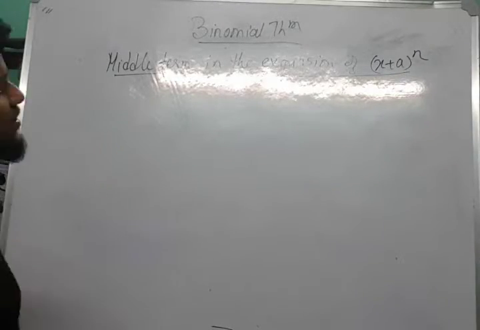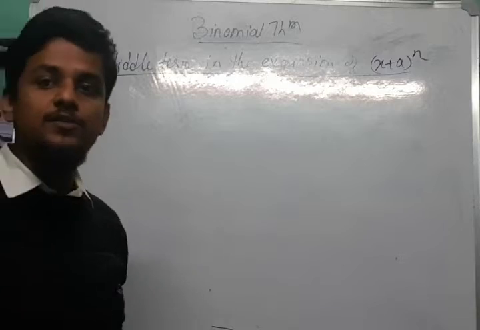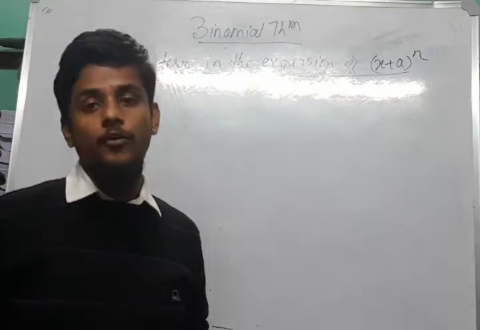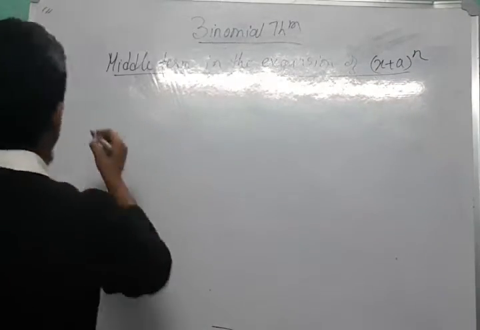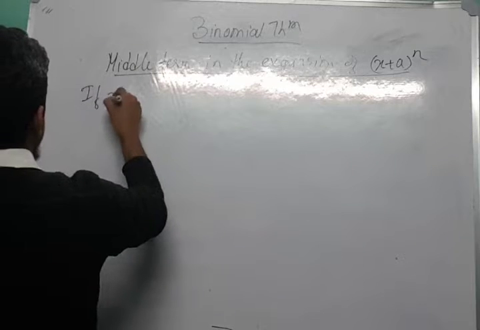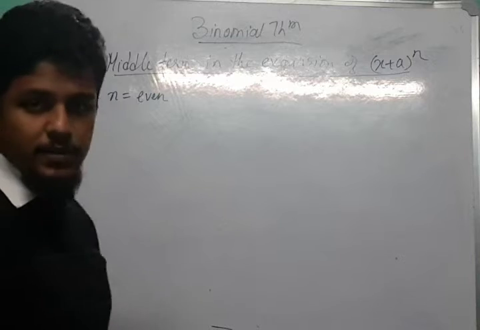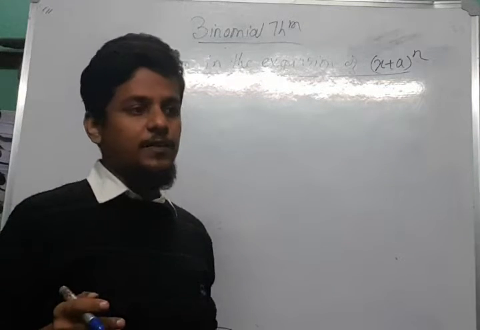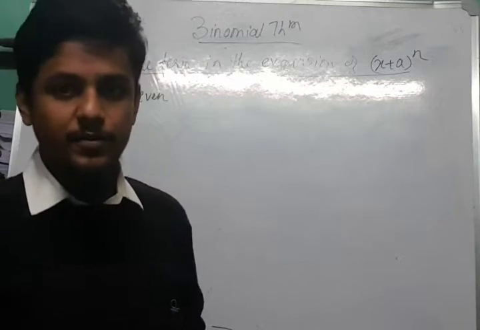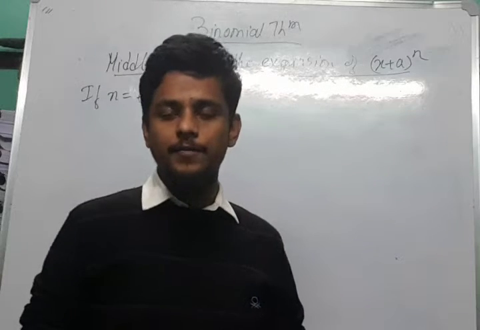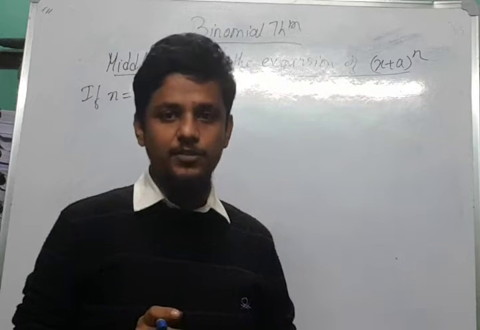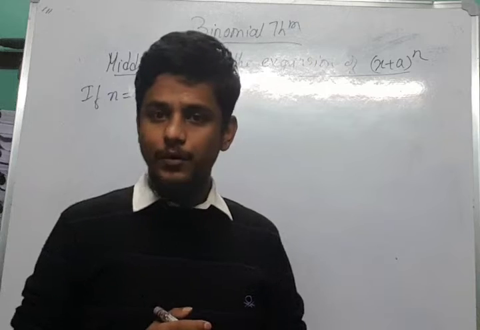Now this middle term of (x + a)^n depends on one criterion, whether n is odd or n is even. Now if n is even, how many terms are there in a binomial expansion? Suppose we have (x + a)^n, how many terms will be there in that expansion? We'll have basically n + 1 terms.